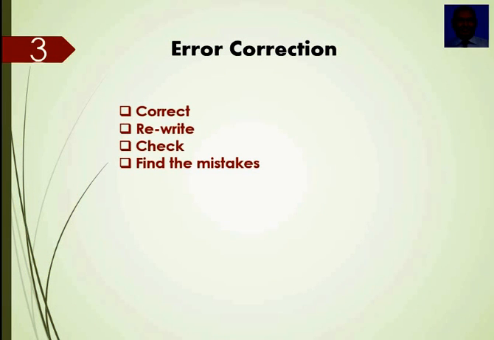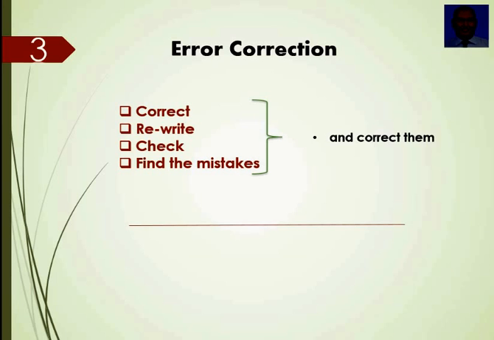Okay, a third type we have here is error correction. And in error correction, we have words like correct, rewrite, check, find the mistakes. And if we're going to check the mistakes, are we going to just circle or underline? Actually, there is usually more than that. I want you to correct the mistakes. So in this question, I ask you two things to do. Number one, underline the mistake, or just circle or check the mistake, and then write the whole sentence without the mistake. That means correct it.